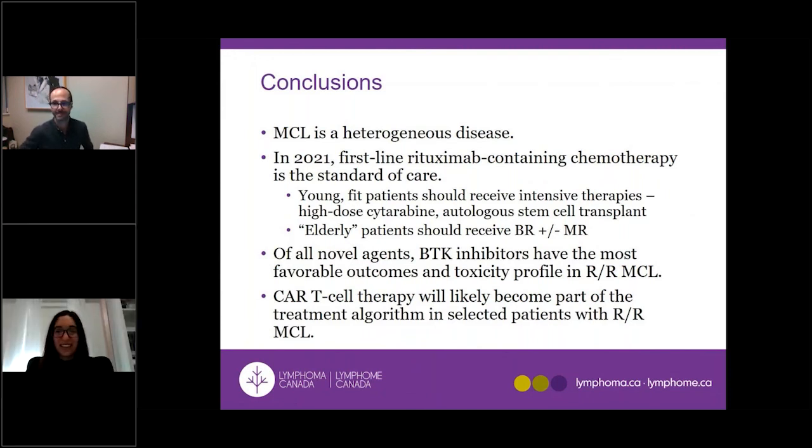Thank you very, very much, Dr. Villa, for your excellent presentation on mantle cell lymphomas. We appreciate your incredible review of this lymphoma subtype, detailing treatment options for patients both in the frontline setting and in the relapsed refractory setting, and also highlighting newer treatment options that are becoming available for Canadians.